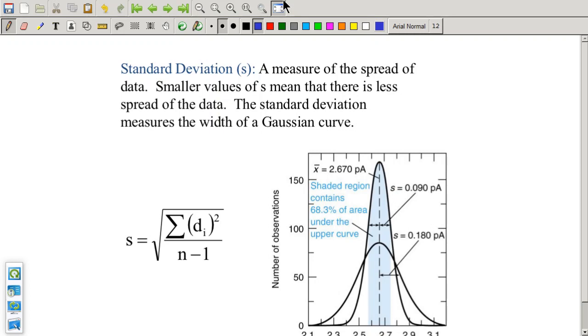But you calculate a standard deviation by taking the square root of the sum of each individual deviation squared divided by n minus 1. And we often refer to n minus 1 as being degrees of freedom. That's how statisticians use that. So essentially what you can say is a standard deviation is the square root of the sum of deviations squared divided by degrees of freedom.